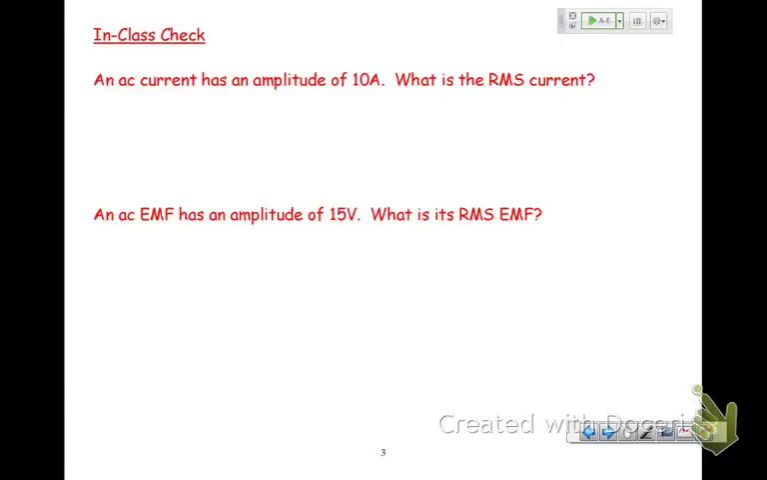So an AC current has an amplitude of 10 amps. Amplitude is the maximum current. What is the RMS? IRMS equals 0.70 of Imax, which equals 0.70 of 10, which equals 7 amps.